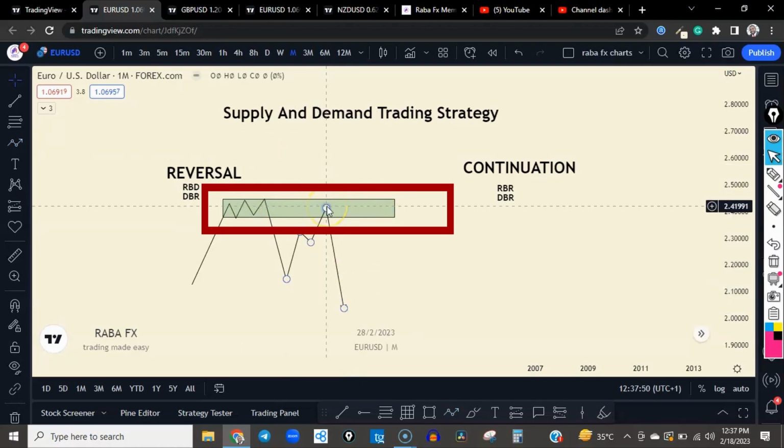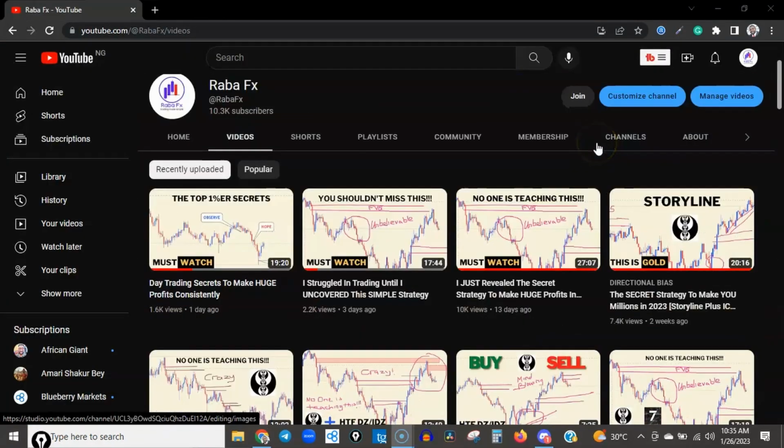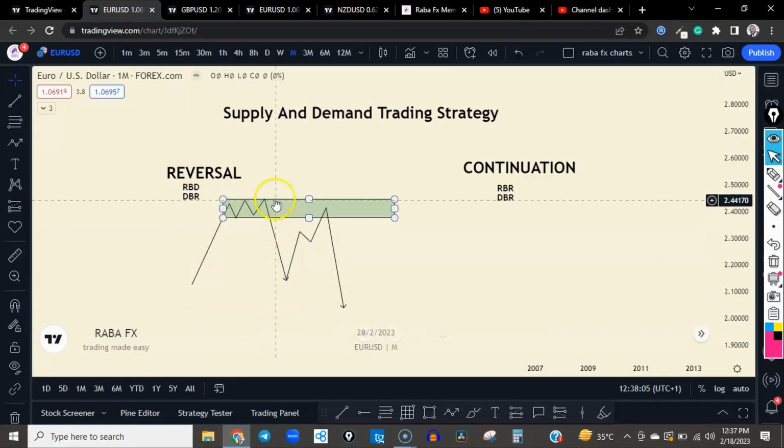You can use any entry to take your entry here. And I've shared so many entries on this channel, so just check my channel. You're going to see a lot of entry videos. This is for a bearish reversal.